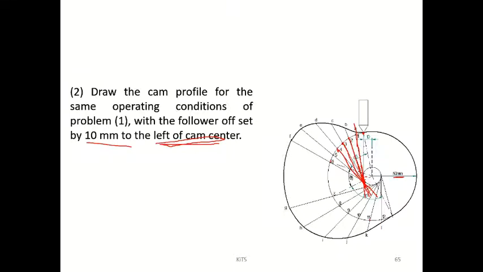It should not get inside or come outside. It should just touch the circle. Similarly, from point 5, point 6, and for all the points, point 7, point 8, point 9, you have to draw the line like that.